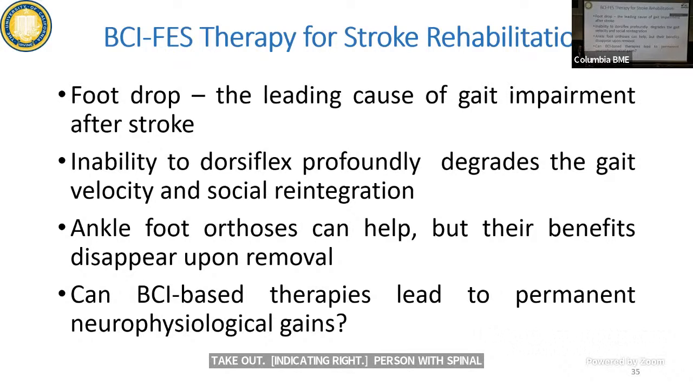So this will be less detailed. I just want to tell you about the project that's going on in addition to SCI. I mentioned stroke.